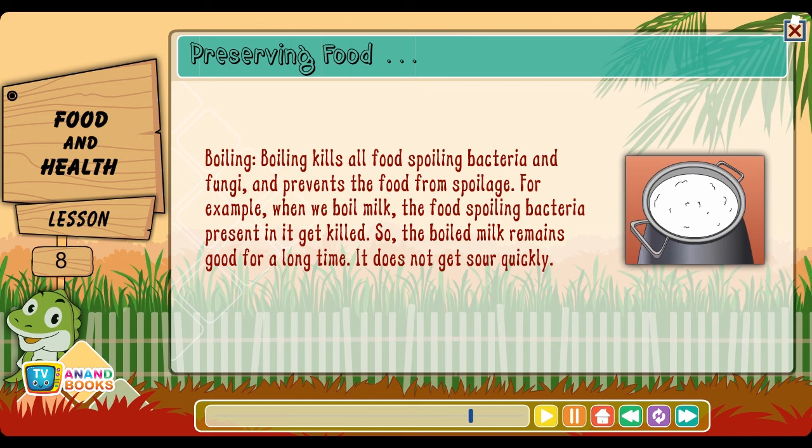Boiling. Boiling kills all food-spoiling bacteria and fungi and prevents the food from spoilage. For example, when we boil milk, the food-spoiling bacteria present in it get killed. So the boiled milk remains good for a long time. It does not get sour quickly.